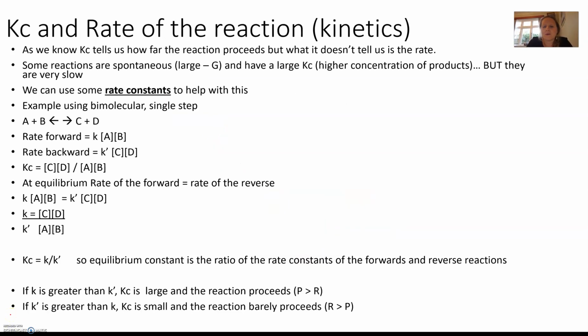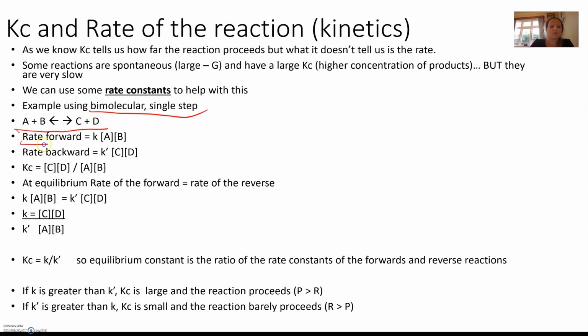So the final thing is that we can actually link in your equilibrium constant to rate constants and get a comprehension about how rate affects these equilibriums too. So what we're going to do here is only look at a bimolecular single step reaction, and we're just going to use letters. So A plus B goes to C plus D.